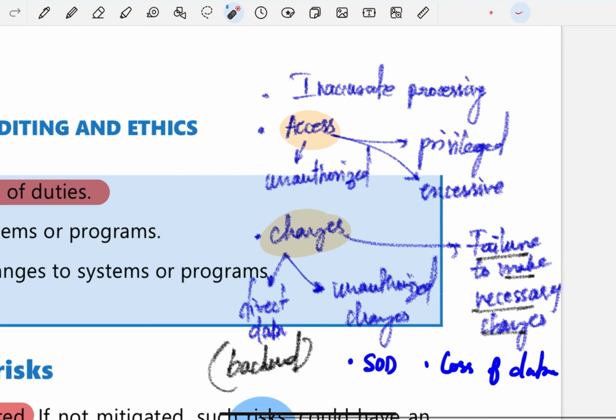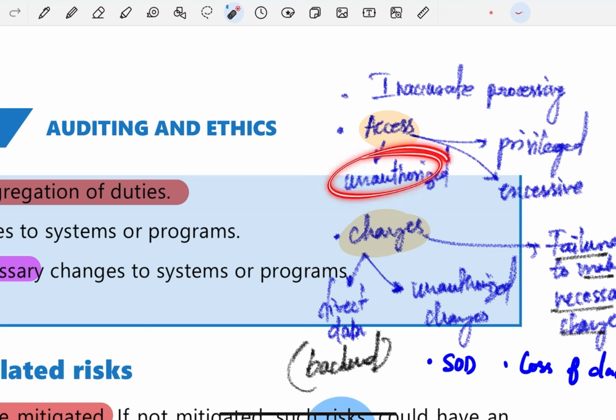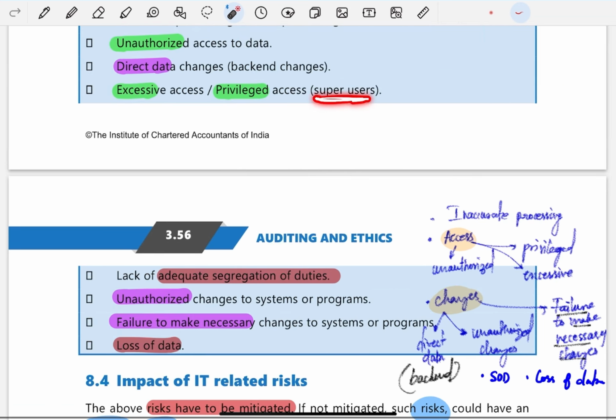So first, you can remember it like this. The first risk is inaccurate processing. The second risk is access. Is there any unauthorized access or privileged access or excessive access to the information system? So basically, some person might get privileged access. He will get super user like privileged access. Some person might get excessive access. Some person is not authorized but still is getting access.